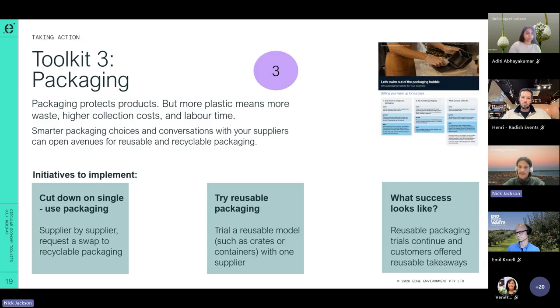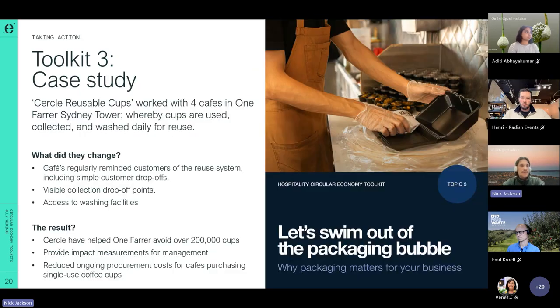And the case study speaks to this as well. The third case study is Circular Reusable Cups, a company that provides cafes with a reusable cup system that ensures their cups can be used. There are collection drop-off points, and coffee cups can be reused daily. Circle Coffee Cups is one example, which worked with 4 cafes in One Farrer Tower in a Sydney CBD office building. What they did is they ensured that the cafes' team members were on board with the program. And so cafes, similar to Singolo, reminded customers of the reuse system, including the simple customer drop-offs in nearby areas, and when customers needed to drop off the coffee cup.